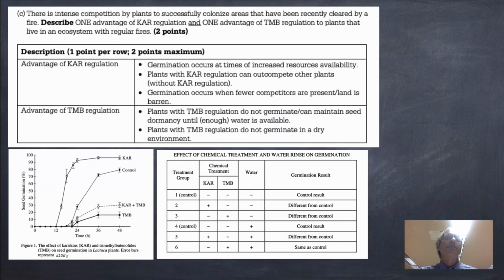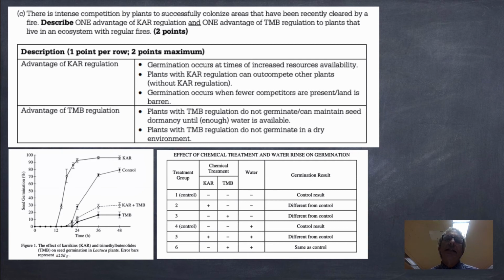And finally, there's intense competition by plants to colonize. What's an advantage of KAR regulation and what's an advantage of TMB regulation? For an advantage of KAR regulation, you could say germination occurs at times of increased resources. Plants with KAR regulation can outcompete other plants, or germination occurs when fewer competitors are present because these plants are germinating very early.